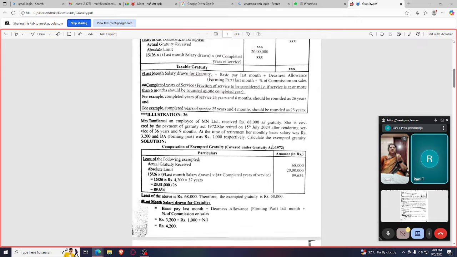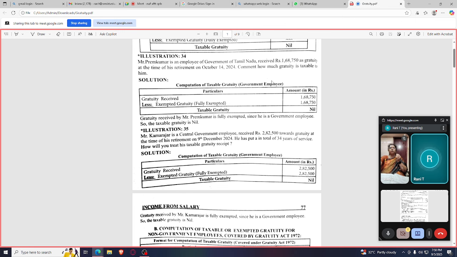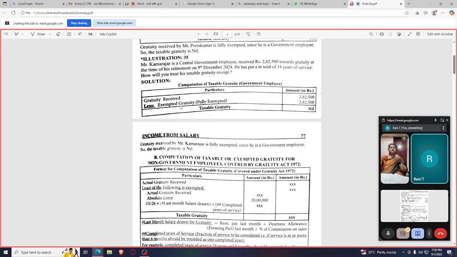Now let us go, first we shall learn about gratuity. First of all, if it is a government employee, then the full amount will be exempted if he is receiving gratuity. What is the format for computation of taxable gratuity for the government employee? You are fully exempted, so the taxable gratuity becomes nil. There is one problem here, you go through it because it's an easy problem.